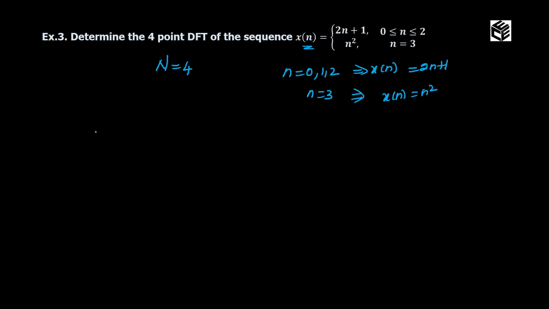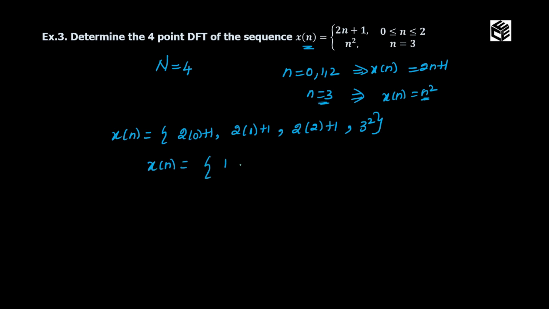So how can we frame the sequence? For n is equal to 0, 1 and 2, x of n is equal to 2 into 0 plus 1 for n equal to 0, and for n is equal to 1, 2 into 1 plus 1, and for n is equal to 2, 2 into 2 plus 1. Correct. Similarly, for n is equal to 3, the formula for x of n is n square, so 3 square. Now I have found the x of n sequence, that is 1, 3, 5, 9. So this is my x of n sequence. With this I need to find what is x of k.